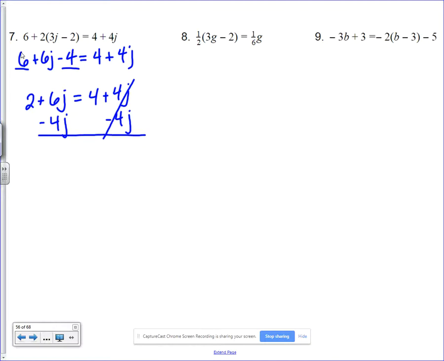New equation? I just can't hear you. Okay? Equals 4. All right, now finish solving this.